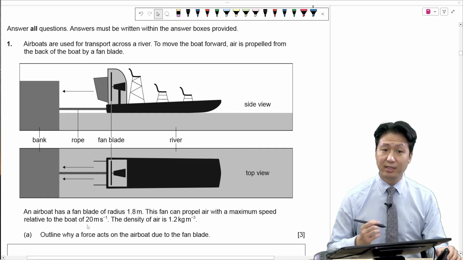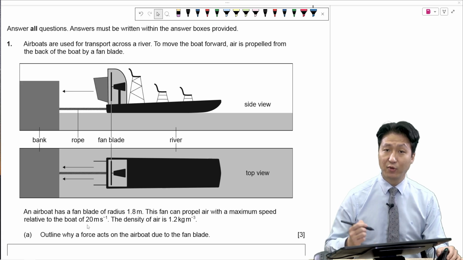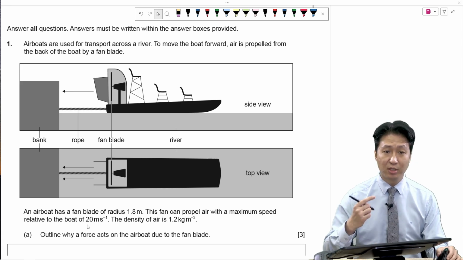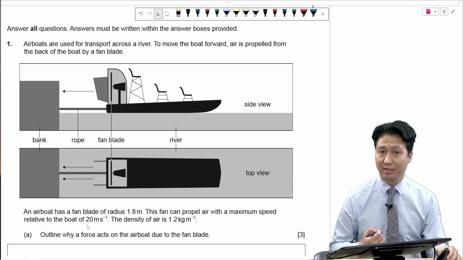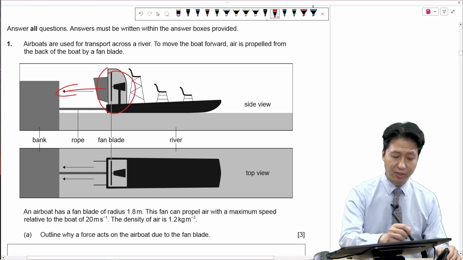In this first question, it says that airboats are used for transport across a river. To move the boat forward, the air is propelled from the back of the boat by a fan blade. And you can see there is a fan and it pushes the air back.